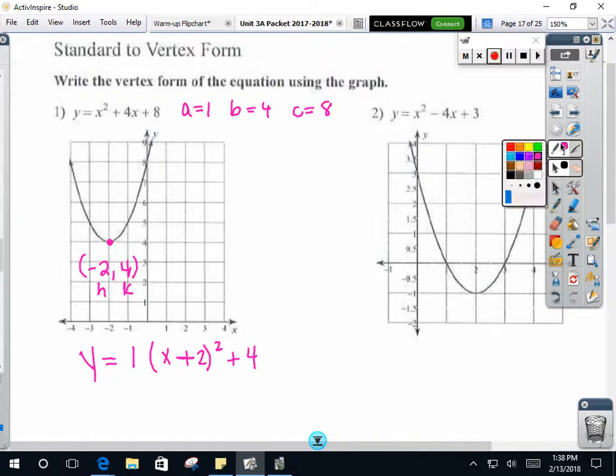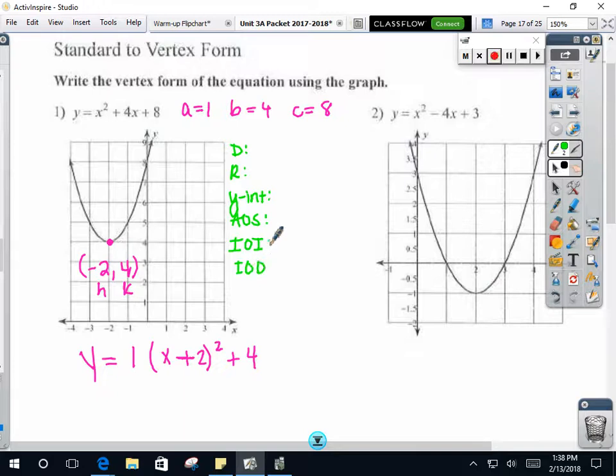Okay, now, in addition to doing that, we're going to practice everything we've been learning. Domain, range, y-intercept, axis of symmetry, interval of increase, interval of decrease, and end behavior. So write all of these things down and then we'll answer them together.